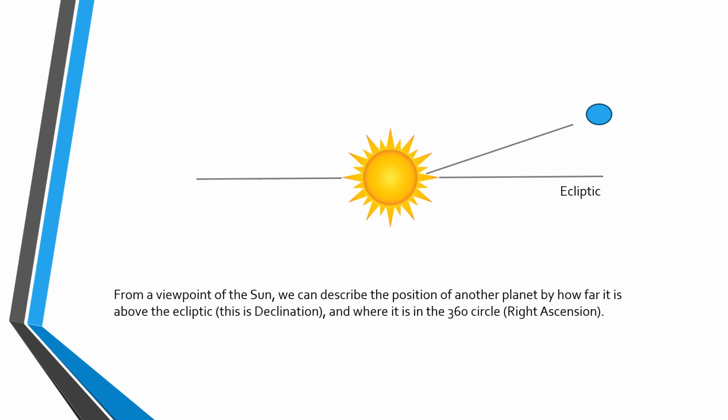The other coordinate that you need to describe the position of this planet in space is where it is relative to a 360-degree circle. You're going to define a 0 point in that 360-degree circle, and the planet will be somewhere relative to that 360-degree starting point. That's what we call the right ascension. So to sum it up, if you're on the sun, if that is your viewpoint, you're going to describe planets out in the cosmos in terms of their declination and right ascension.